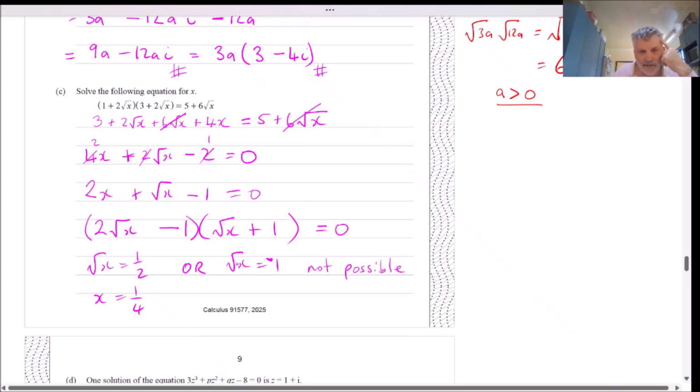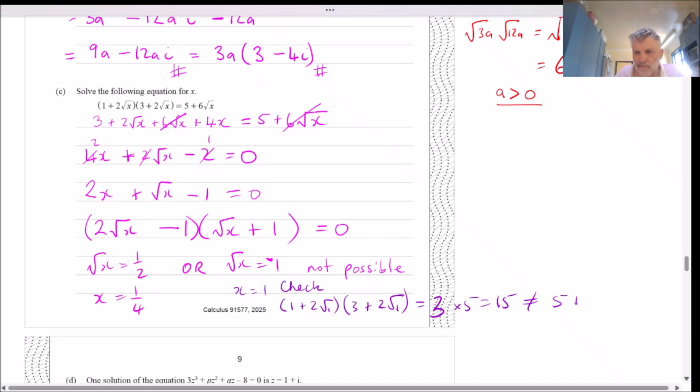If you thought that you can just square this and get x equals 1, then if you check that, you'll see that it doesn't work, because our equation becomes 1 plus 2 root 1, 3 plus 2 root 1, which is equal to 1 plus 2 is 3, and 3 plus 2 is 5. That's 15, and that's not equal to 5 plus 6 root 1, which is 11. So this really is not a solution.